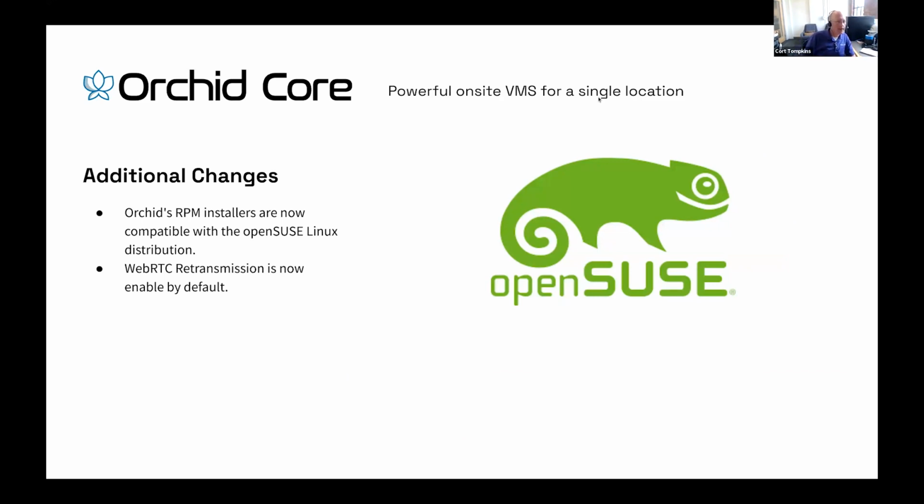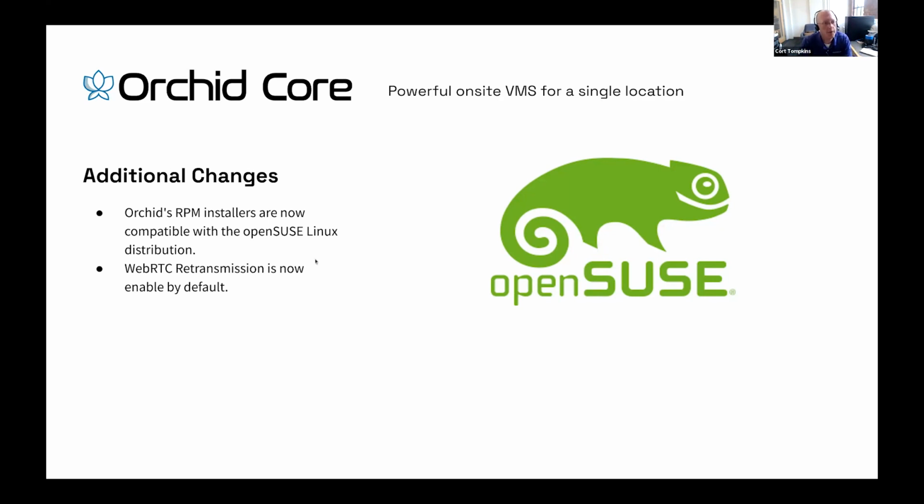Also new in Orchid 23.6, a couple of small but important features. Orchid's RPM installers, that's a Linux installation package, are now compatible with the OpenSUSE Linux distribution. So we've supported Ubuntu, CentOS, and Red Hat for a number of years now as supported Linux distributions, versions of Linux that Orchid can be installed on. We're now also supporting OpenSUSE. So slightly less common Linux distribution, but still common with enterprise customers.